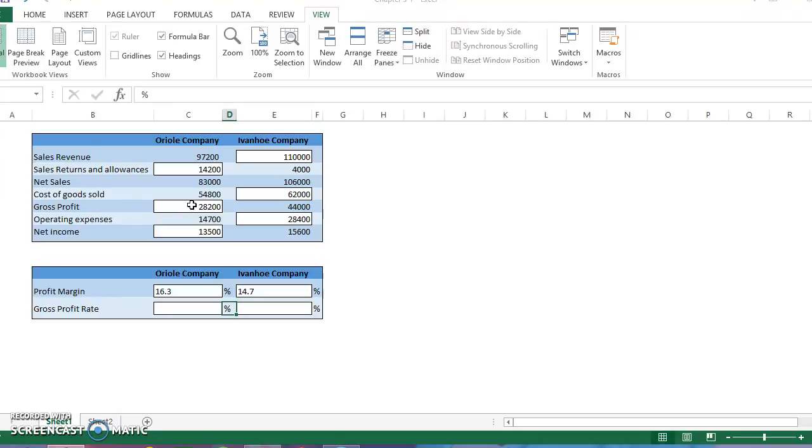To calculate gross profit rate we will take our gross profit and then divide it by net sales, and that will net us this percentage, which is 33.9 for Oriole and 41.5 for Ivanhoe. So I hope that was helpful.